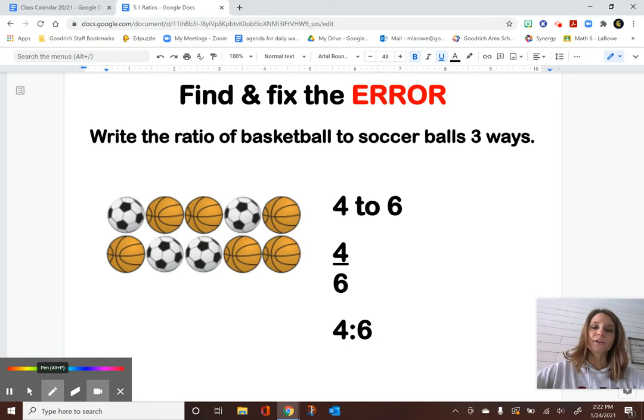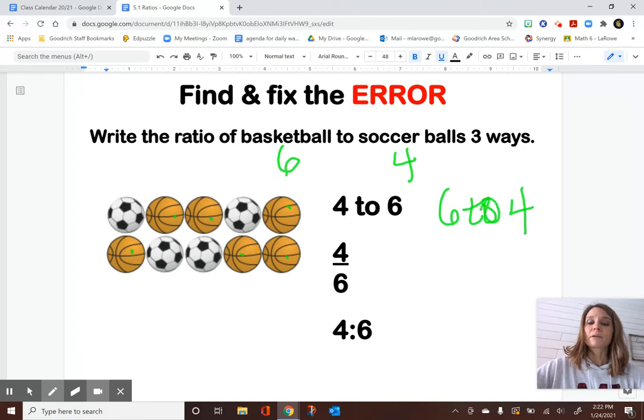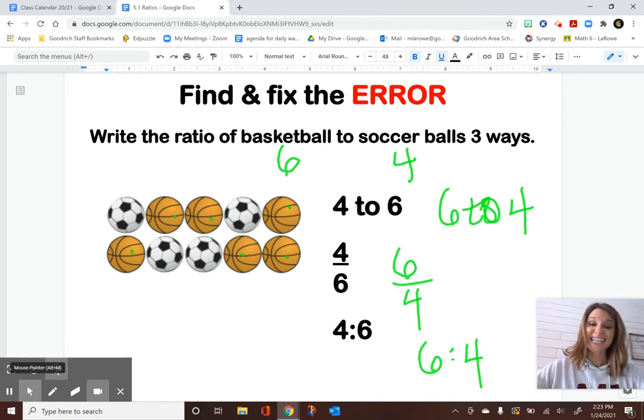Hopefully you discovered that the basketball count is actually 1, 2, 3, 4, 5, 6, and the soccer ball count is only 4. So what I wrote was soccer balls compared to basketballs. But that wasn't what they asked me for. They asked me for basketballs first. So I would need to reverse the numbers and write them in all 3 ways. 6 to 4. Were you able to find my mistake?